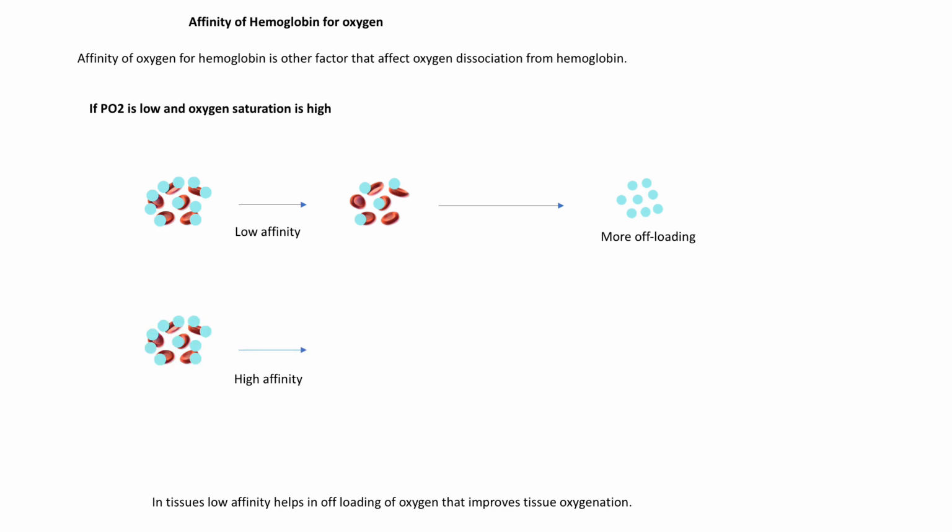On the other hand, if affinity of hemoglobin for oxygen is high, oxygen will not readily dissociate from hemoglobin and a smaller amount of oxygen will be released in solution. So in tissues, we do not want hemoglobin to have high affinity for oxygen.